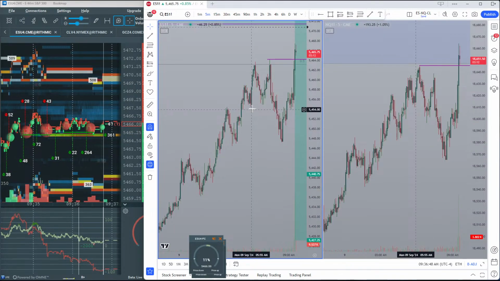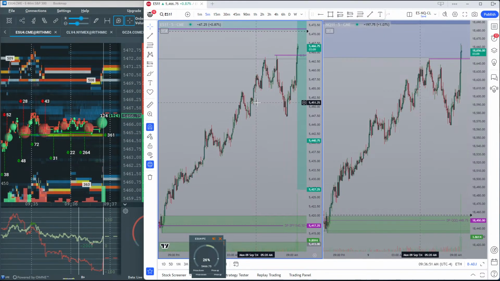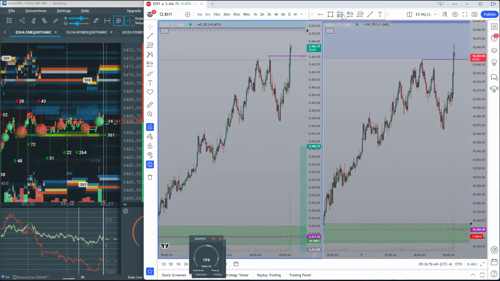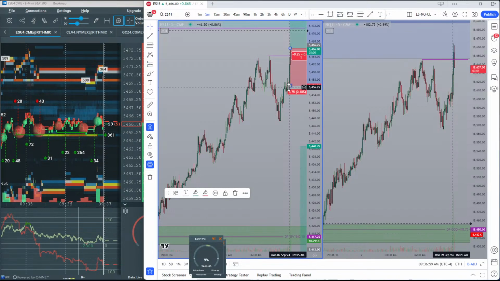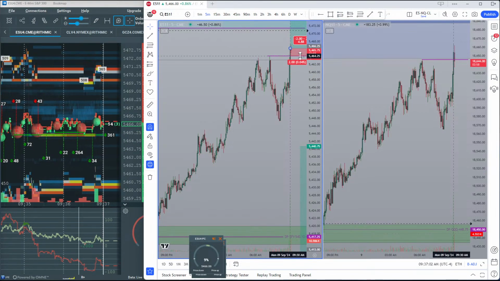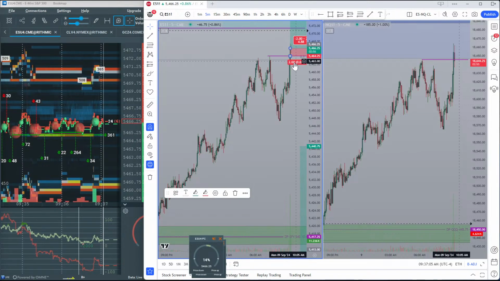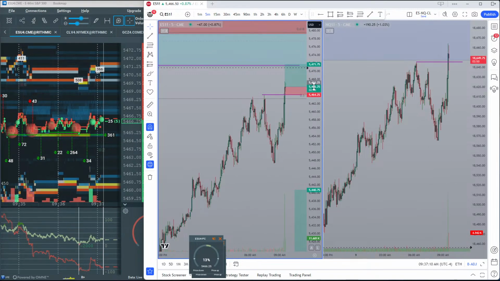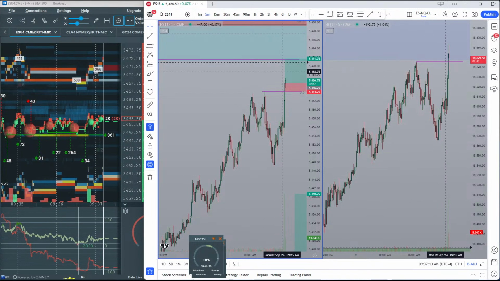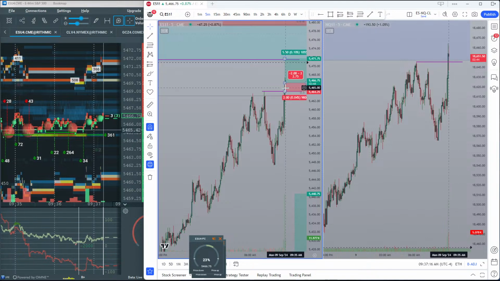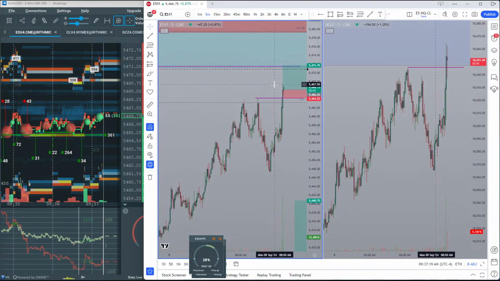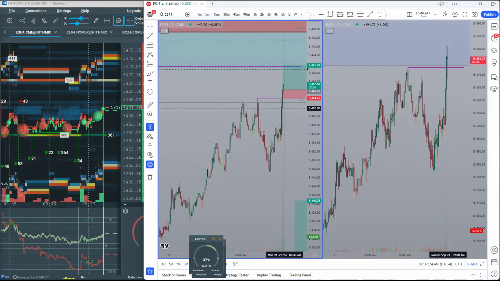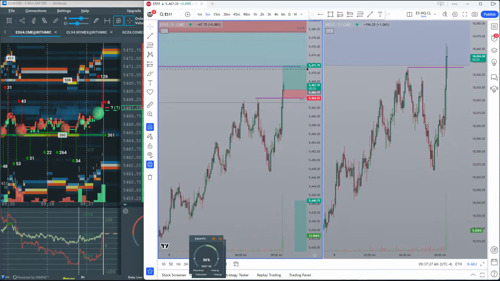I feel like buyers have a better hold on this than sellers do right now. So that's why we're taking this long. Entry here. Tight stop on that. What are we going for? Maybe a 3-1. I'm going to get another contract there, keeping the same stop loss.